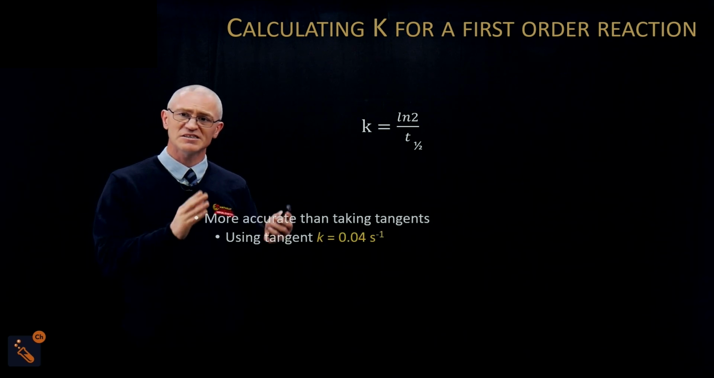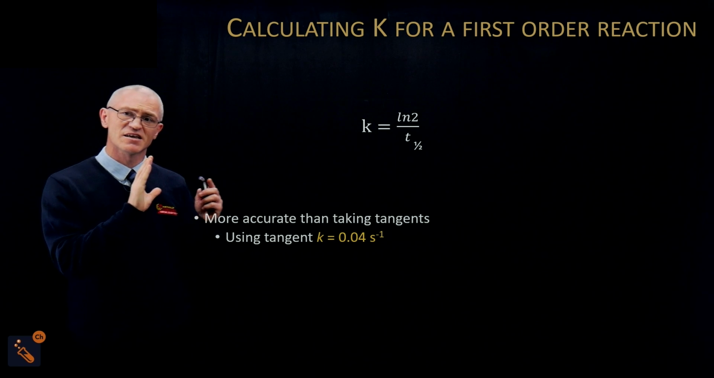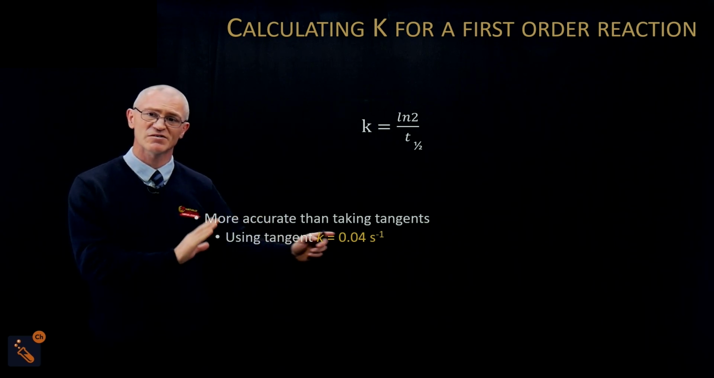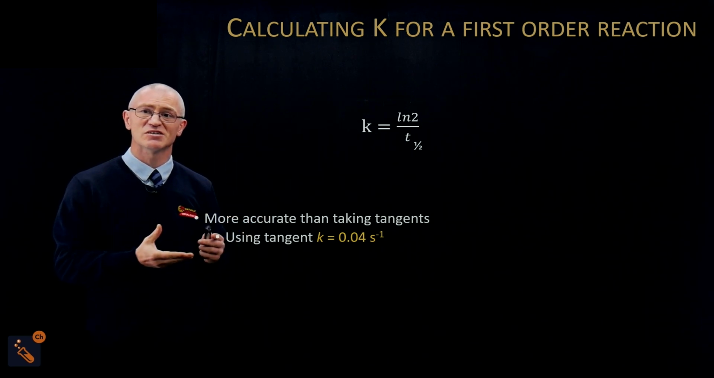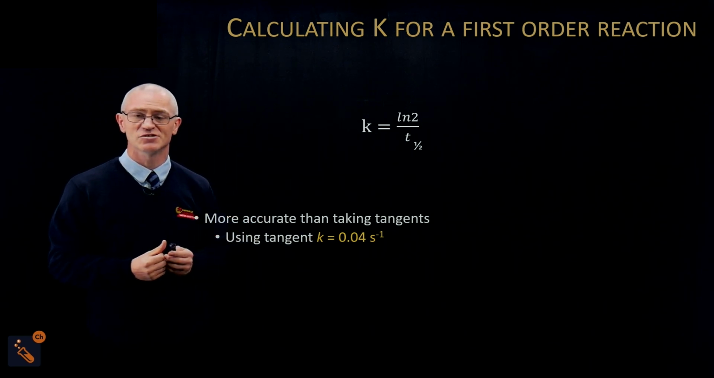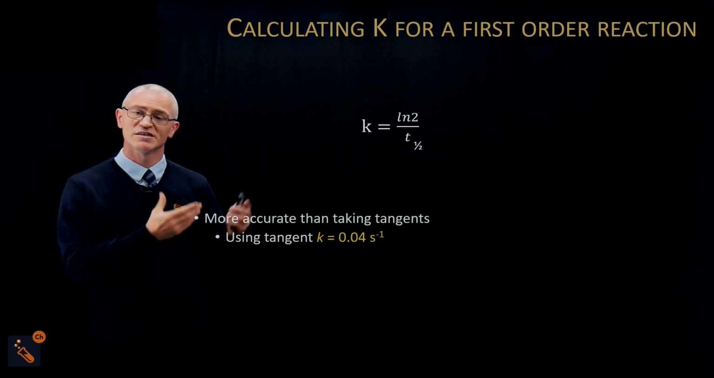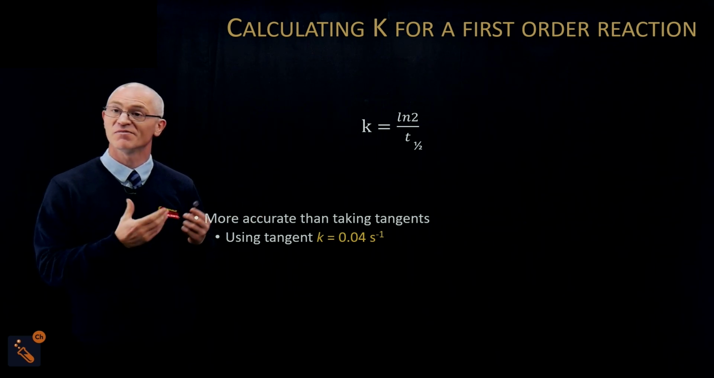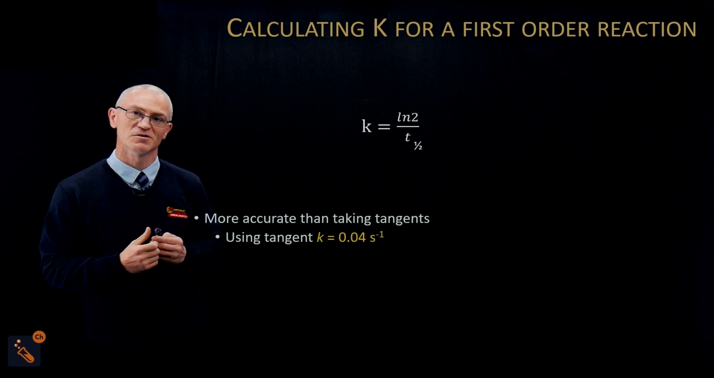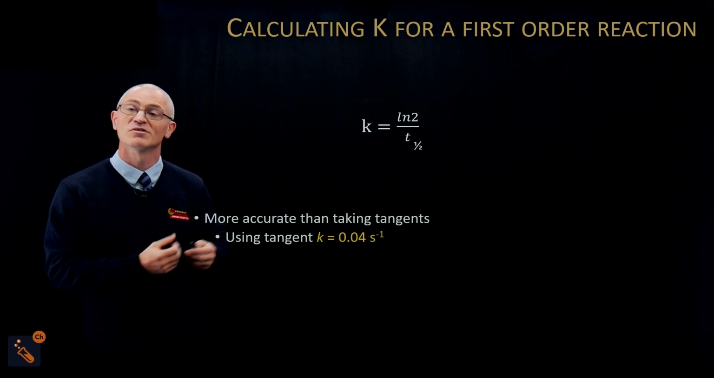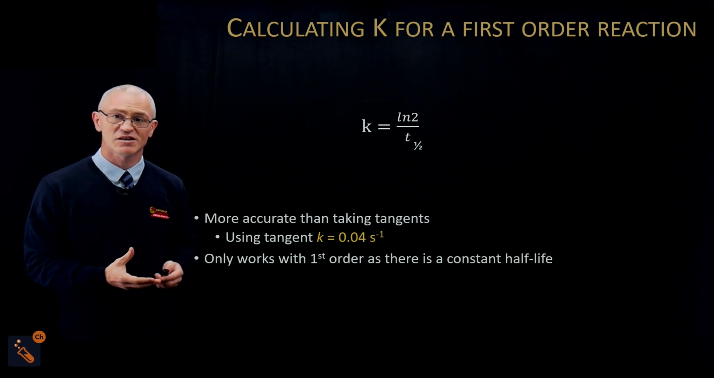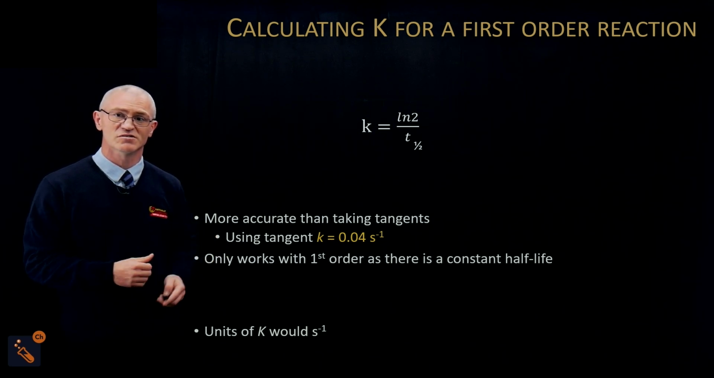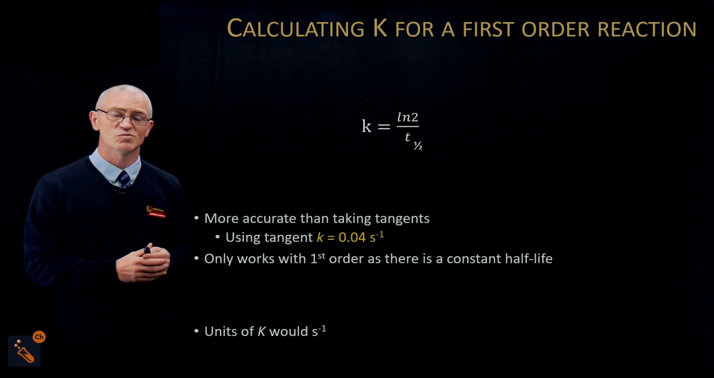So let's have a look at what we did. We did a tangent calculation before, and we found out it was 0.04 seconds minus 1. Now the reason I might do this is because this is more accurate than taking a tangent. So if you are able to do it, it's a good way of doing it. But like I say, I've never seen it at the point of making this video, but you never know. Could turn up. Now, this only works with first order as there is a constant half-life, and the units of K would be seconds to the minus 1.